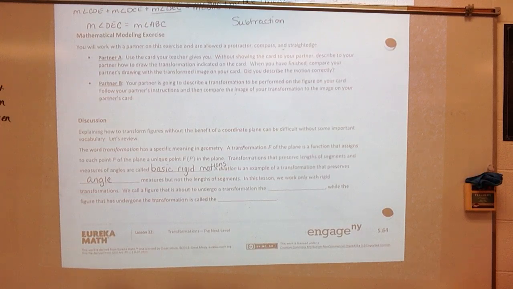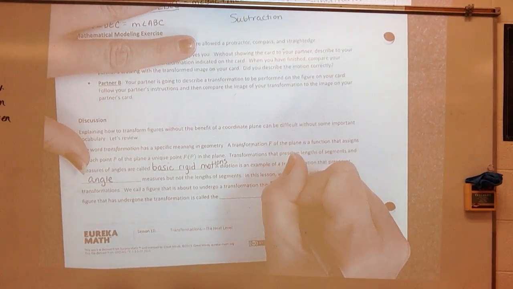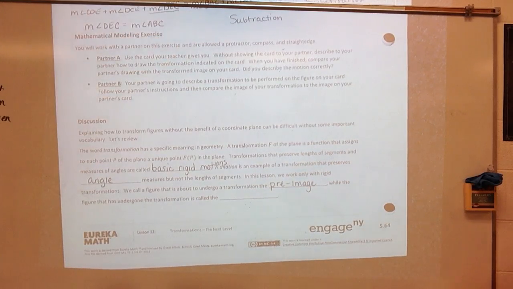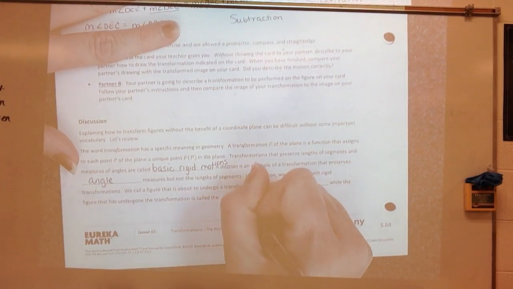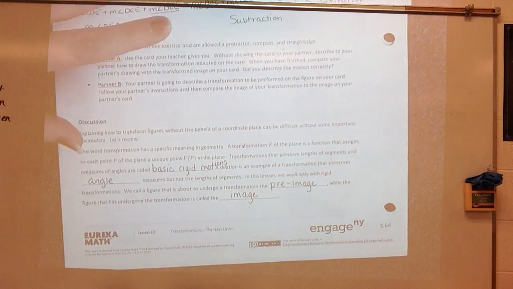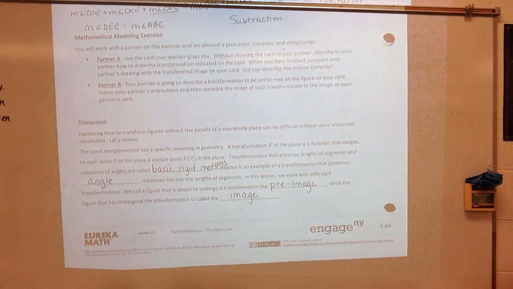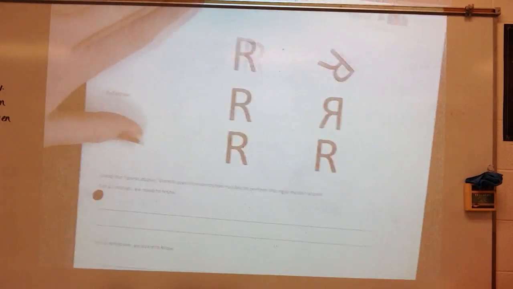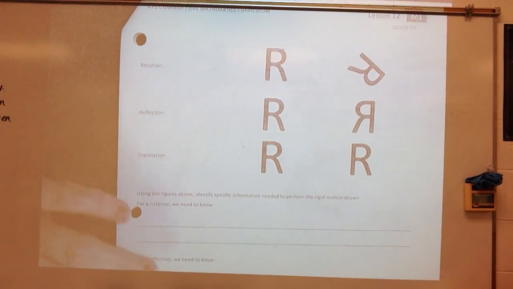We call a figure that is about to undergo a transformation the pre-image, while the figure that has undergone the transformation is called the image. So we have the pre-image, which is what we start with, and then once we do our transformation, we have what we call the image. Alright, so this next page here is going to go through some of these transformations.